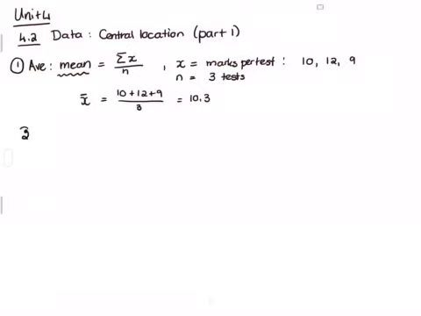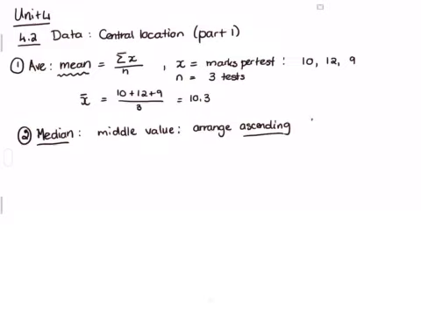The median is another one. In the median, you can do a little calculation, but generally you just look at the middle value. So what you do is you take those test marks and you arrange them in ascending order. So you would first write the 9, then the 10, then the 12. And the mark that stands in the middle is the median.